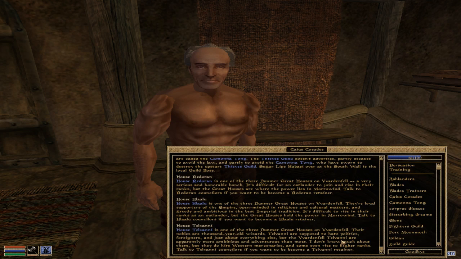House Hlaalu is one of the three Dunmer great houses of Vvardenfell. They are loyal supporters of the Empire, open-minded in religious and cultural matters, and greedy and ambitious in the best imperial tradition. It's difficult to rise in their ranks as an outlander, but the great houses hold the power in Morrowind. Talk to Hlaalu counselors if you want to become a Hlaalu retainer.